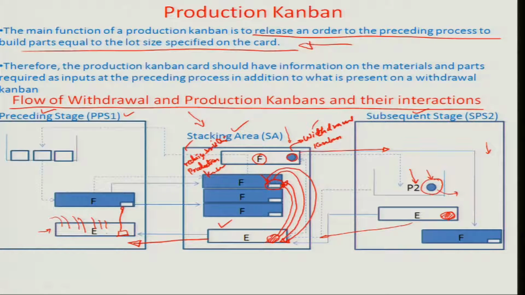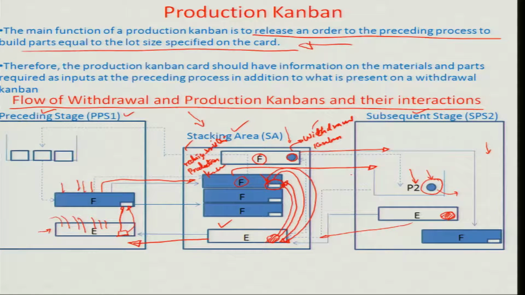But before that happens, you ensure that one bin or one lot has already been produced, so that the rectangular card can be fitted to that full bin or full container from the preceding stage, and the moment there is a rectangular card on it, the full container starts moving to the stocking area. In the meantime, because the withdrawal Kanban circular card is fitted on a full container, that container also starts moving towards the subsequent stage.